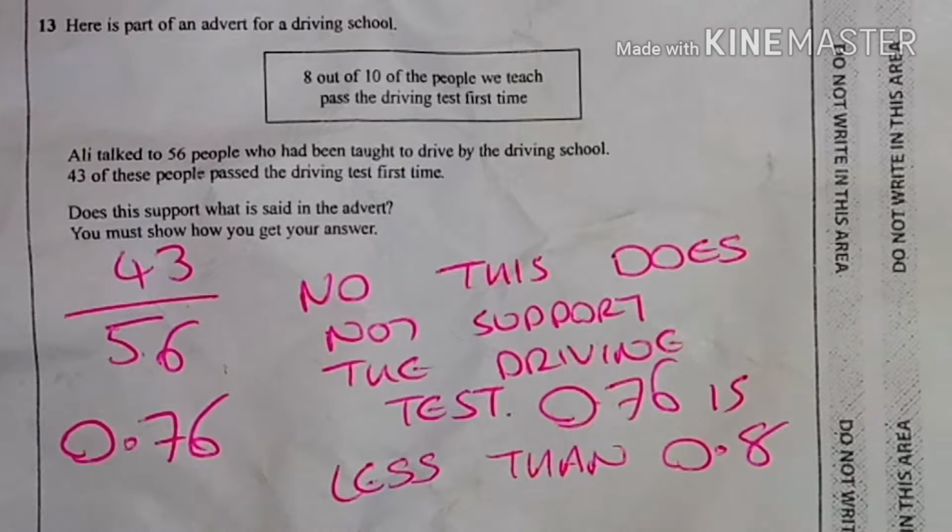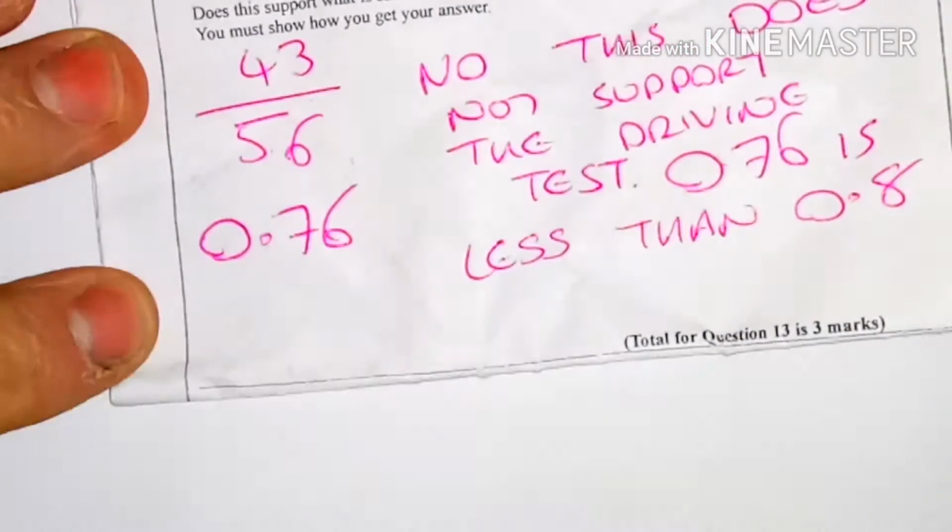Now, there is the other answer, and you can actually prove this does also support the driving test figures. Now, that sounds contradictory that you've got two totally different answers, but as long as you can prove it mathematically, it's fine. And your logic goes like this.